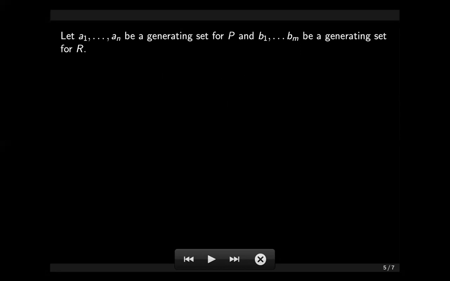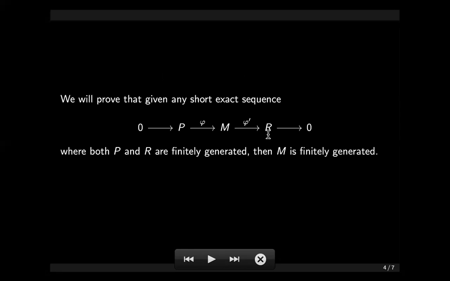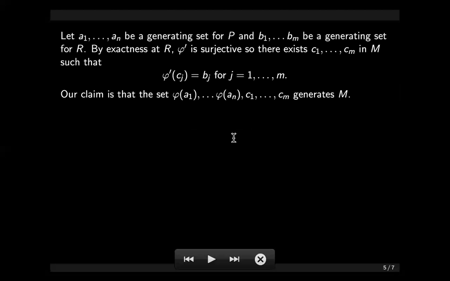Okay, so essentially what we're saying is that we have a generating set for R, and we're going to look at their preimages in M, and we have a generating set for P. We're going to look at the images of that generating set in M. The combination of these two sets is again going to be finite because it's a finite union of finite sets. So of course it's going to be finite, and we claim that that's going to generate M.